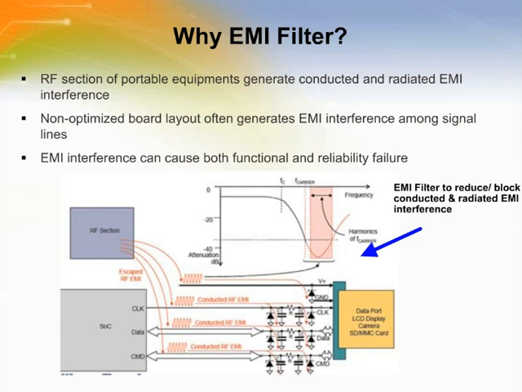RF sections of portable equipment generate conducted and radiated EMI interference. Non-optimized board layout often generates EMI interference among signal lines. EMI interference can cause both functional and reliability failure. So an EMI filter is simply a low-pass filter. It allows the signal to effectively pass with low loss and attenuates the unwanted EMI and RFI signal interference that once was present.